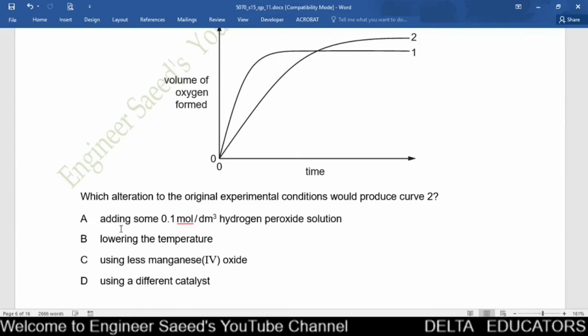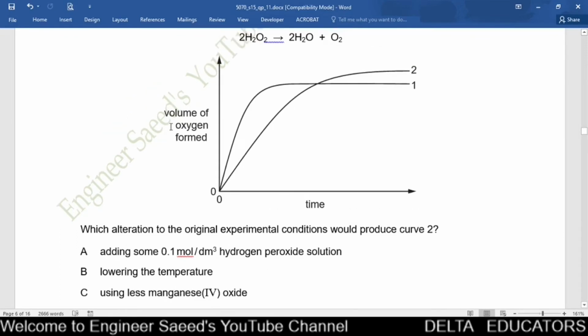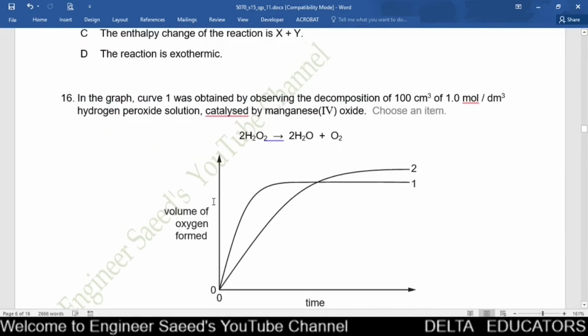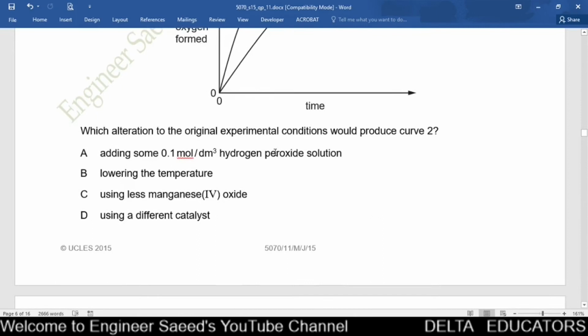Yes, this option may be correct, because here it is given we are increasing the reactant, and with the increase in reactant we will get more product, so definitely we will get more oxygen gas, more volume of oxygen. So this option is correct, but we will check the other options first. Option B: lowering the temperature. Lowering or increasing the temperature affects a reversible reaction. It is not a reversible reaction, it is an irreversible reaction. So this option is also incorrect.